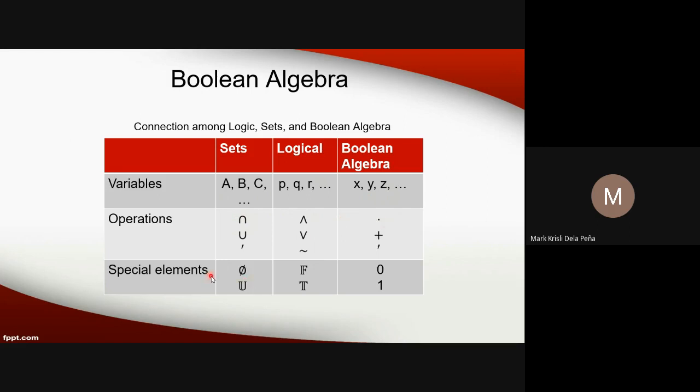We also have special elements: an empty set and the universal set, a false truth value and a true truth value for logic. And in Boolean algebra, we will be using 0 and 1. If you compare it to a light bulb, 0 means off, 1 means on.